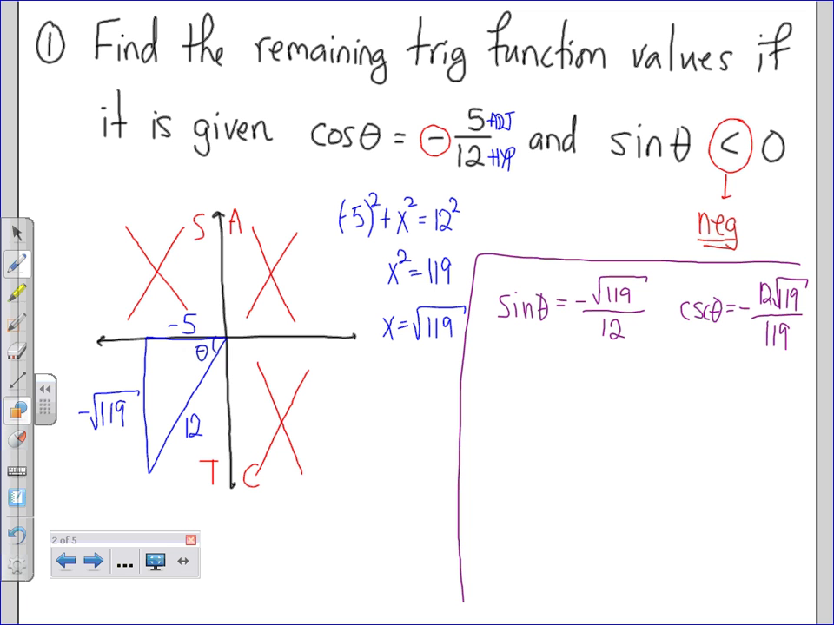Let's see, cosine we've already got. Cosine of theta is equal to -5/12. That means its reciprocal function, secant, is equal to -12/5.